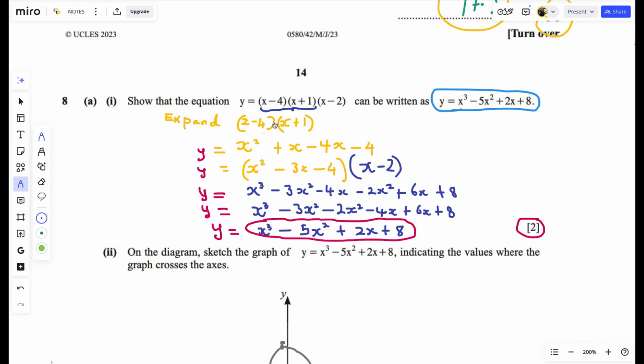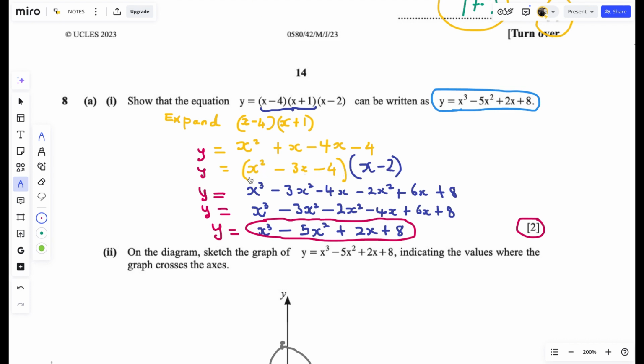So you've expanded these two and got 3 terms. Now you bring the last bracket here to multiply again together with this. Since this is 3 terms, we take this x to multiply all the 3 terms, and we take negative 2 to multiply all the 3 terms.